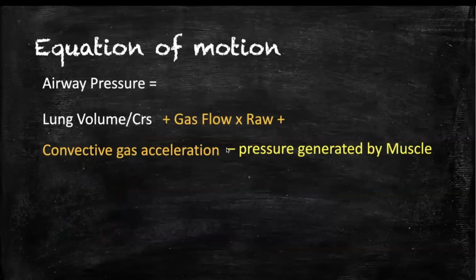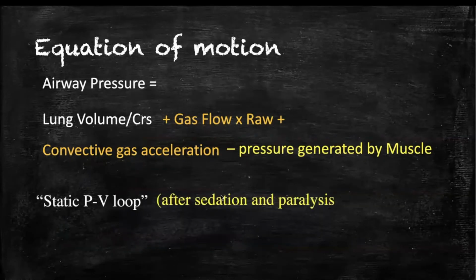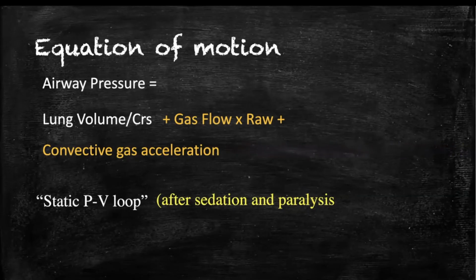airway pressure is equal to lung volume divided by respiratory compliance, plus gas flow multiplied by airway resistance, plus convective gas acceleration, minus the pressure generated by the muscles. So there are so many things involved in the equation of motion. In a static PV loop, when we sedate and paralyze the child properly, we are basically removing the component of the pressure generated by the muscles.